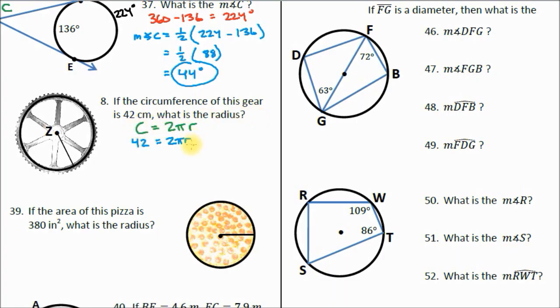Algebra 1 skills class. How do you get r by itself? Divide by 2 pi. Whatever we do to one side of an equation, we have to do to the other side. Therefore, the 2 on the 2 cancel, the pi and the pi cancel. We're going to end up with radius is equal to, actually I'm going to write this the other way. So we end up with radius equals 42 divided by 2 pi. Very important, you put in your calculator the 2 pi is in parentheses.